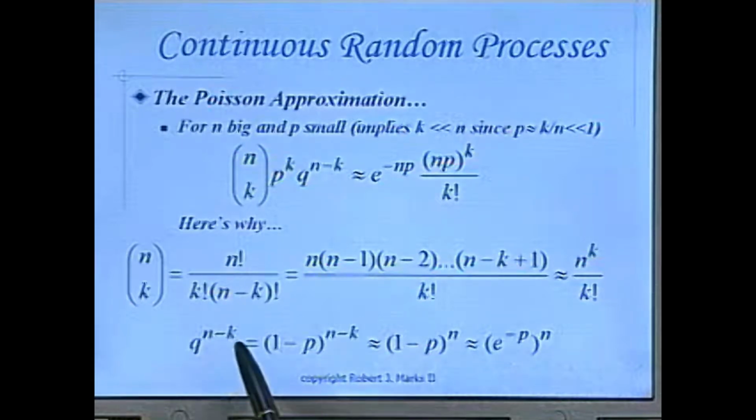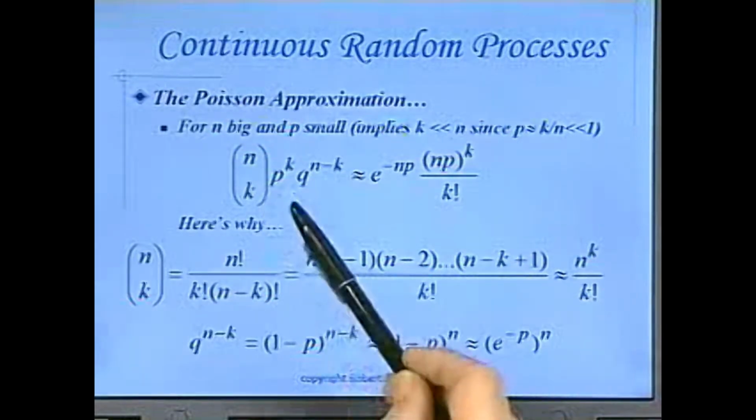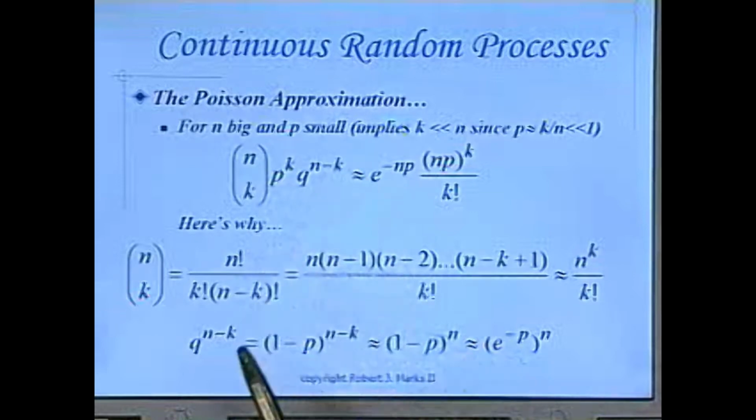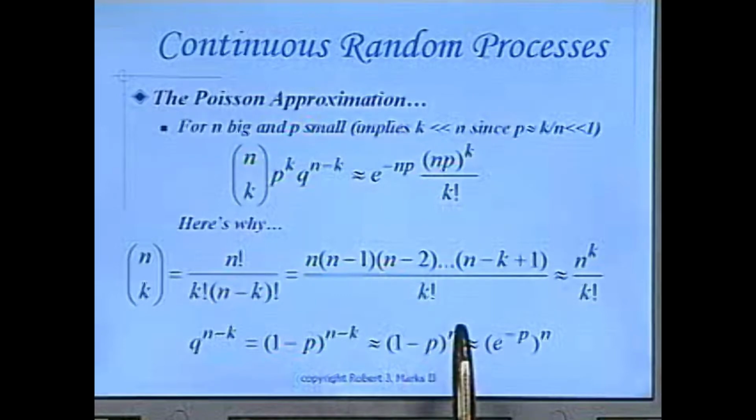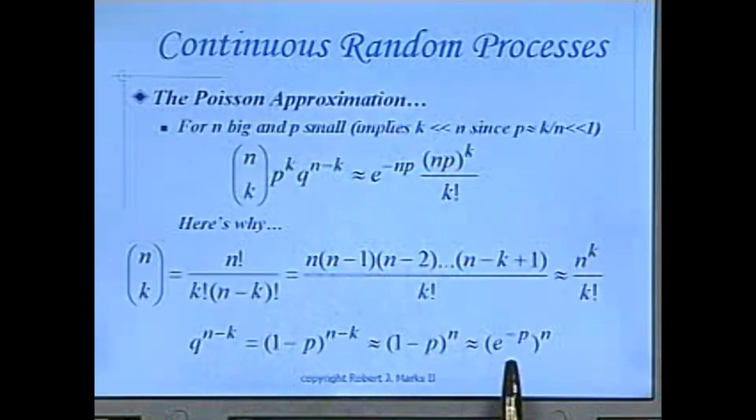Furthermore, if we look at q to the n minus k, where does that occur? That occurs in this term here, q to the n minus k. That, of course, is equal to 1 minus p to the n minus k. Well, if k is very, very small with respect to n, this is about equal to 1 minus p to the n, because n is about equal to n minus k under our approximation. Furthermore, if p is very, very small, then this is a Taylor series expansion of e to the minus p. I know I'm doing a little hand waving here, but certainly asymptotically you can see the justification for these substitutions. So we have q to the n minus k under these Poisson assumptions equal to e to the minus np.